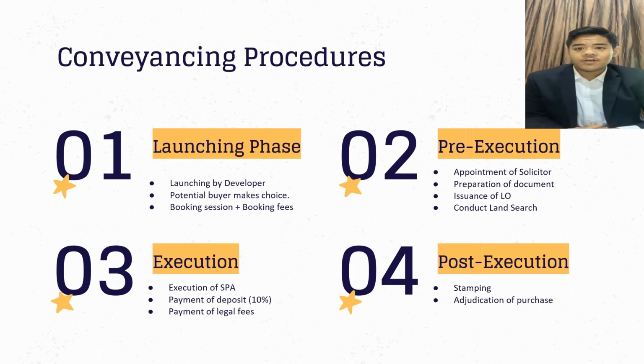A brief conveyancing procedure will be presented in this slide. First, there is the launching phase, where there will be a launching by the developer, the potential buyer makes their choice, and then there will be a booking session and booking fees. Then we move on to the pre-execution, whereby there will be the appointment of solicitor, preparation of document, issuance of letter of offer, also known as LO, and then there will be a conduct of land search.